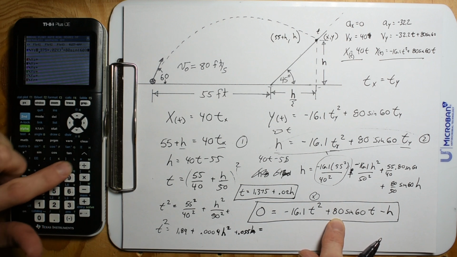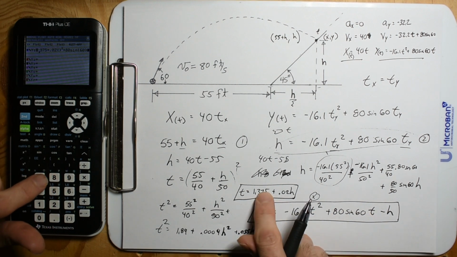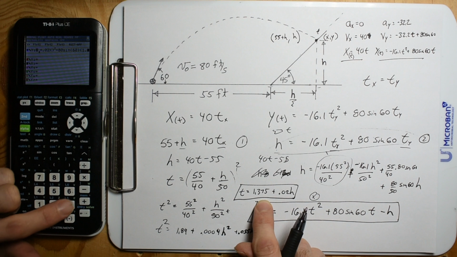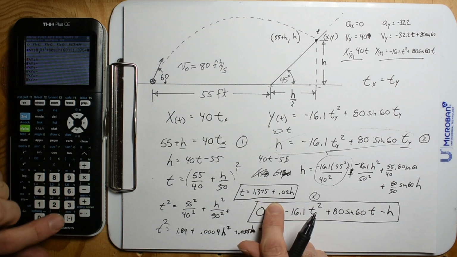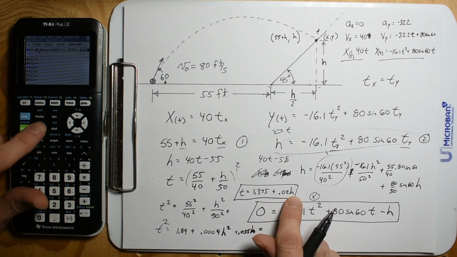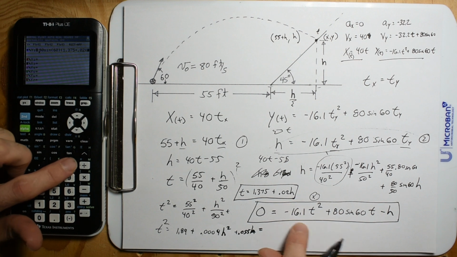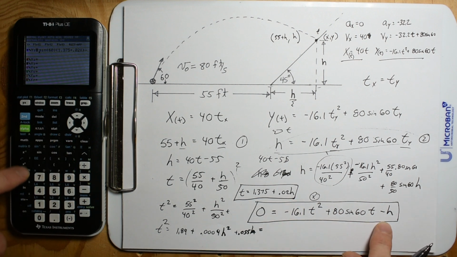All right, sine 60, and then we have this t here. It's going to be this again, 1.375 plus 0.02. X is my variable for h. And then we have minus x. We're going to graph that.